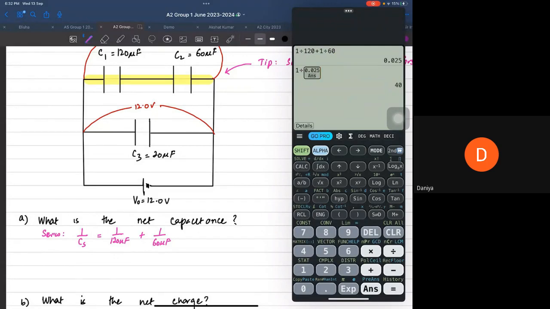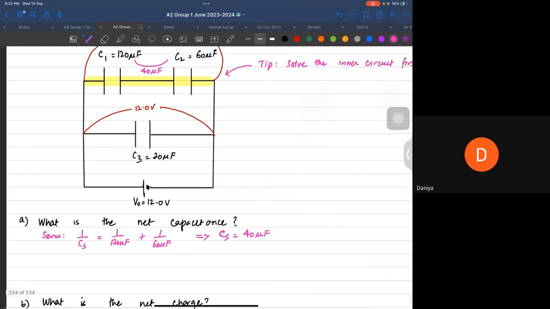So it means in series, the capacitance was 40 microfarad, which means all of these together have a net capacitance of this one. All right, so just write it down here.